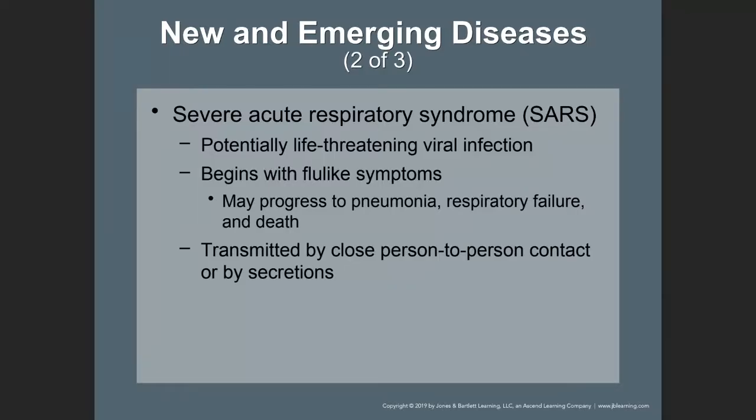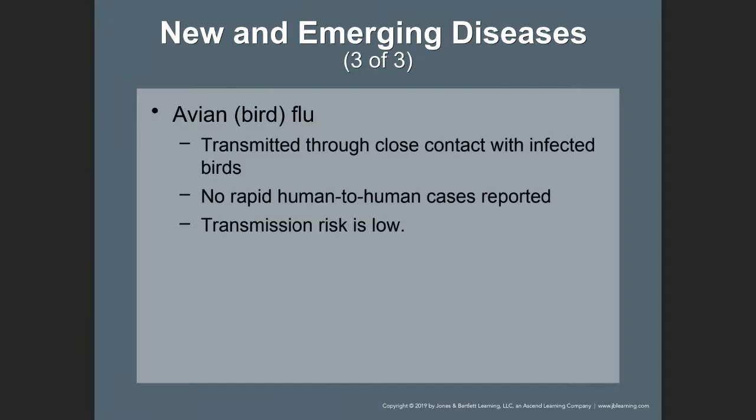Now, severe acute respiratory syndrome, SARS. By now we are very familiar with the SARS type virus. It is a potentially life-threatening viral infection that begins with flu-like symptoms and may progress to pneumonia, respiratory failure, and death. Transmitted by close person-to-person contact or by secretions. Avian bird flu is transmitted through close contact with infected birds. No rapid human-to-human cases reported. The risk of transmission is very low.